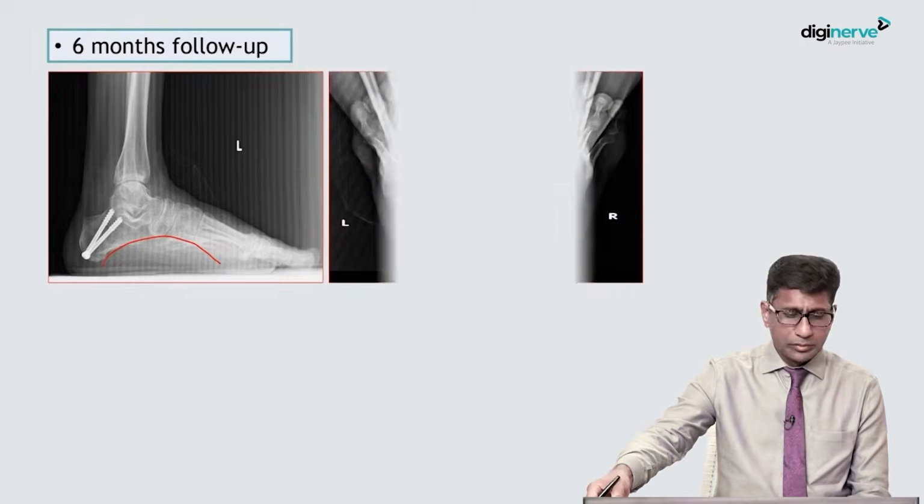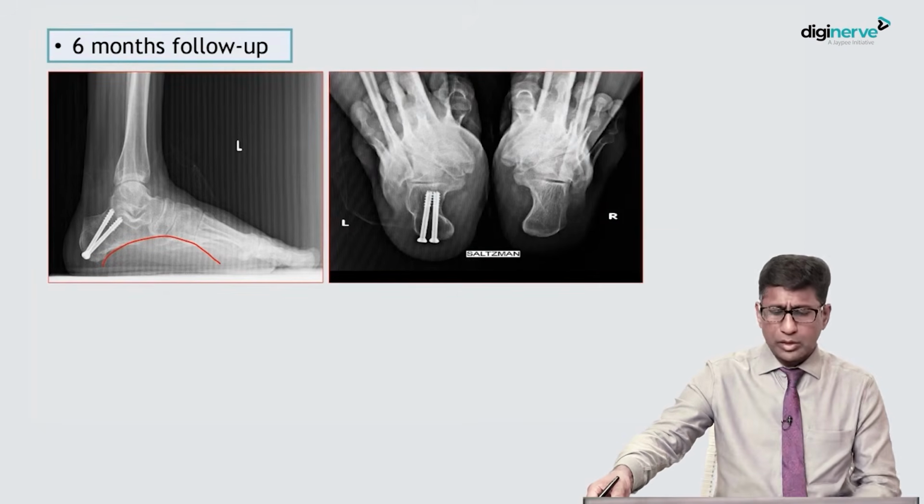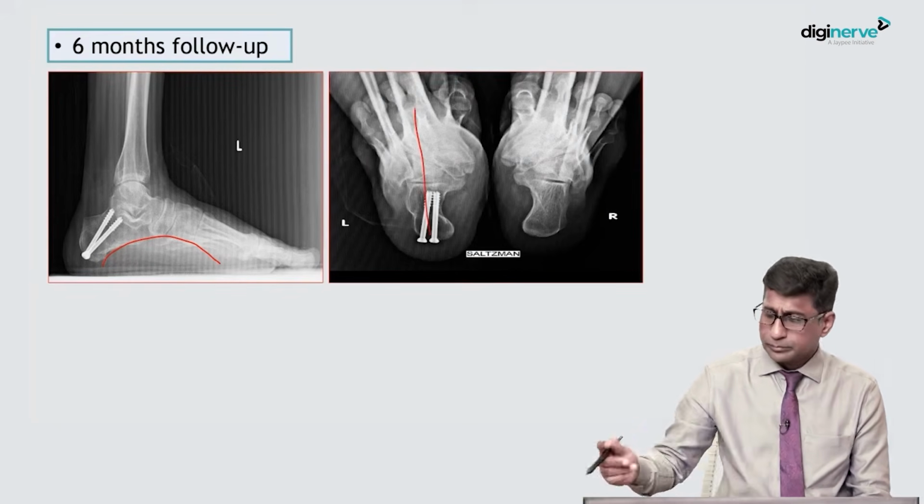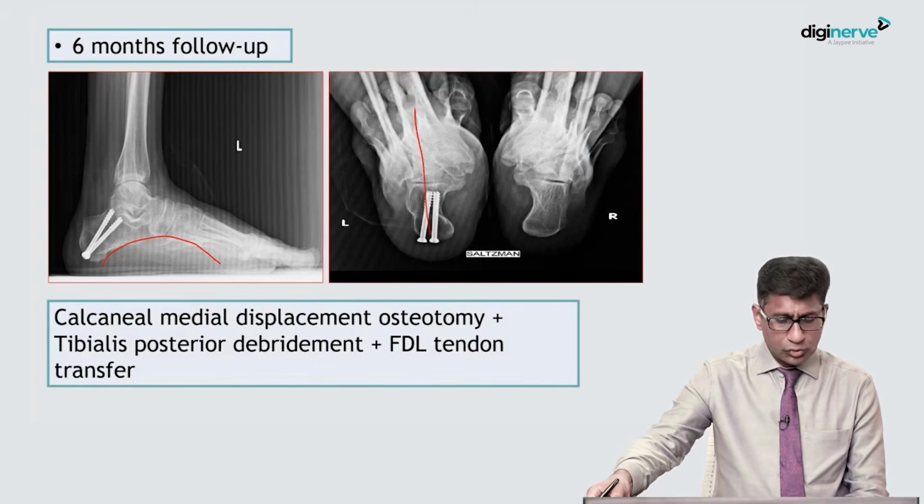Whenever you go to type 2B, where talonavicular coverage is lost more than 30%, these patients will have forefoot abduction also. So these patients require lateral column lengthening if needed in type 2B. This patient only had a calcaneal osteotomy with the tendon transfer. You can see that the heel valgus is corrected. Now it is a straight line with your tibia. So calcaneal medial displacement osteotomy with FDL transfer was done here.